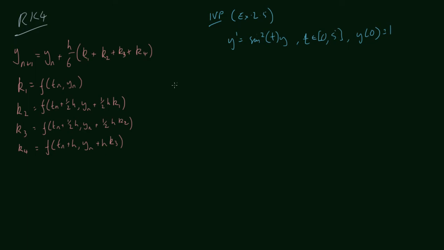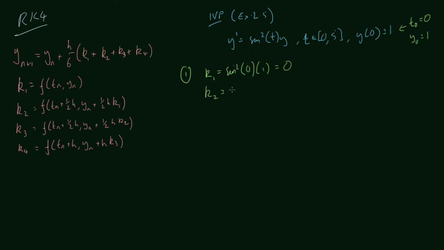So to start off, for step 1 we need to calculate our stage values. The first one is quite straightforward, it's just our ODE function. So we've got sine squared of t0. Just to remind myself, t0 is 0 and y0 is our initial value. So we've got sine squared 0 times y0, which is 1, which of course is 0.